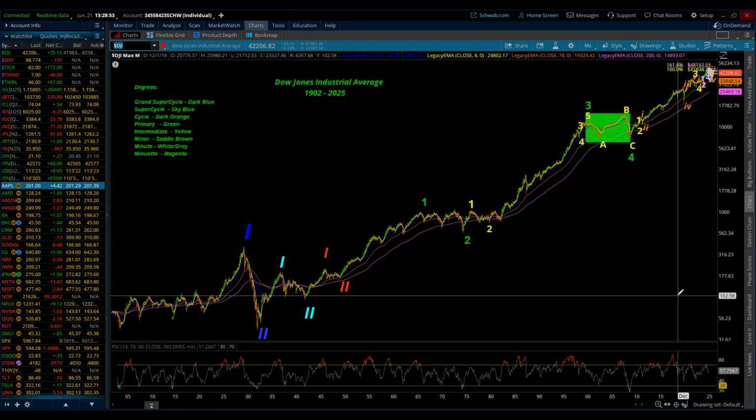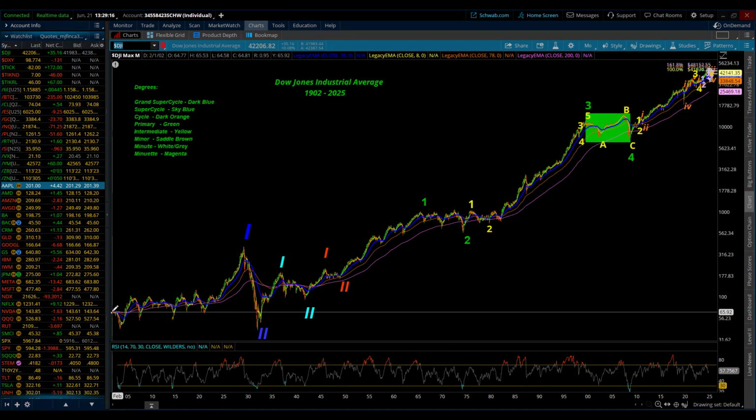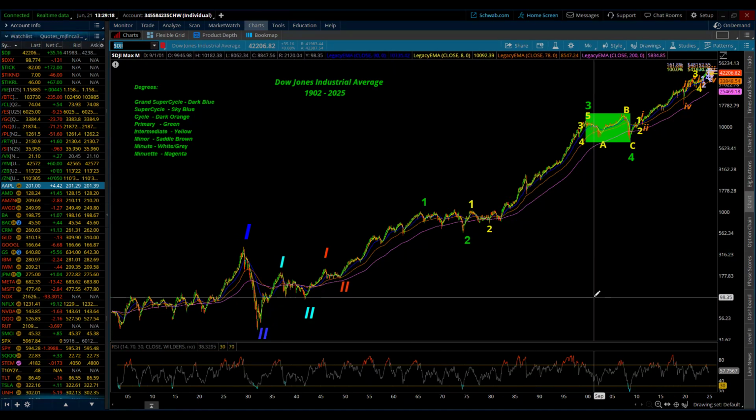Good afternoon. This is the Elliott Wave Weekly Update for the Dow Jones Industrial Average, being recorded on Saturday, June the 21st at 1:30 p.m. Pacific Daylight Time. I'm starting here on the cash market, and I'm actually on my monthly multi-year chart. In fact, this data goes all the way back to 1902, so we have about 123 years of data present right here.